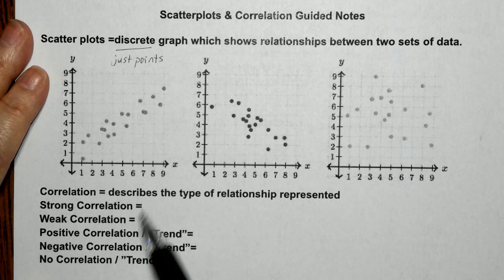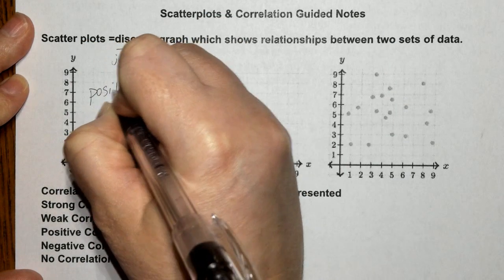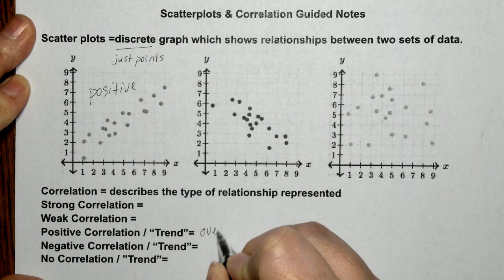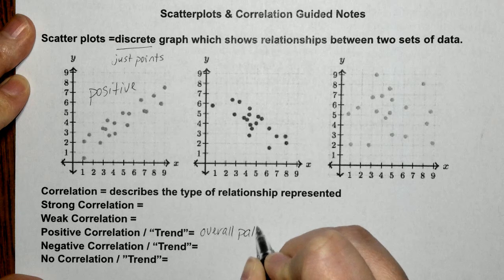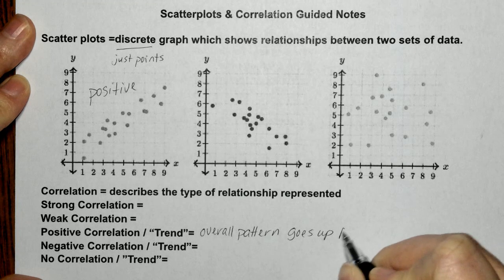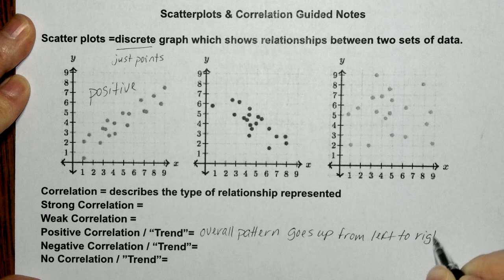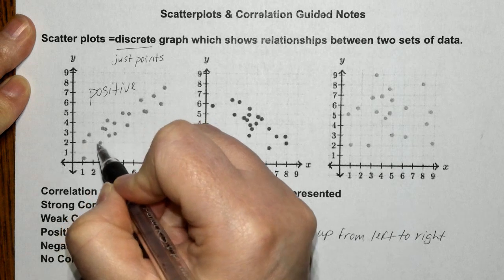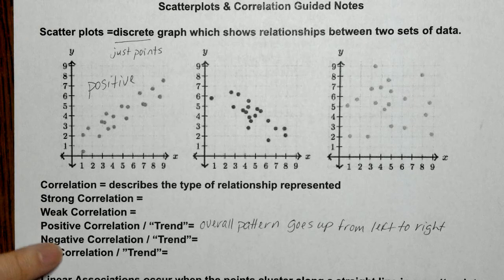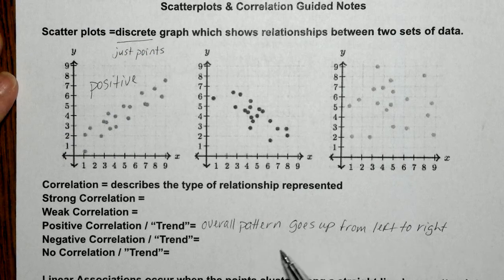Listen. Okay, so that was how you tell between positive. So this one's a positive because it's going uphill. So for a positive correlation, the overall pattern of points, not just if you connected the dots, but the overall pattern goes up from left to right. Again, this isn't connect the dots. This one's a positive. What was it again? The overall pattern goes up from left to right.